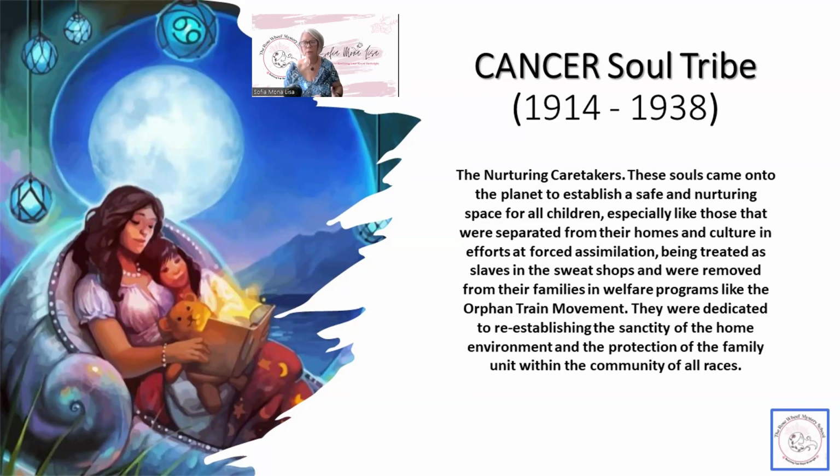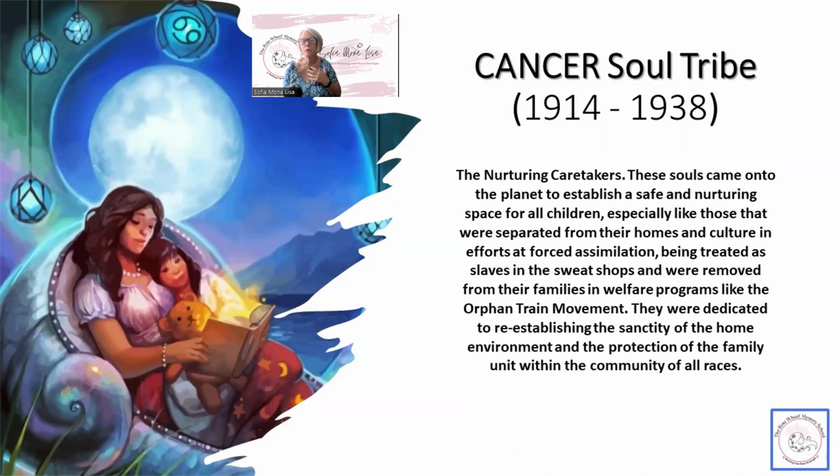Children that were treated as slaves in the sweatshops, and children that were removed from their families in welfare programs like the orphan train movement. Okay, we still see that today. During the big pandemic, I was hearing stories of how in Mexico, they were encouraging neighbors to report on neighbors if they happened to even be out of their house and in the front yard, and that officials would come in and remove children from the homes. Now, whether or not that's true, I don't know. I just heard reports of it.